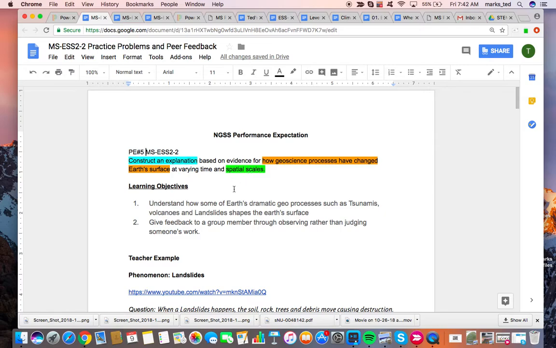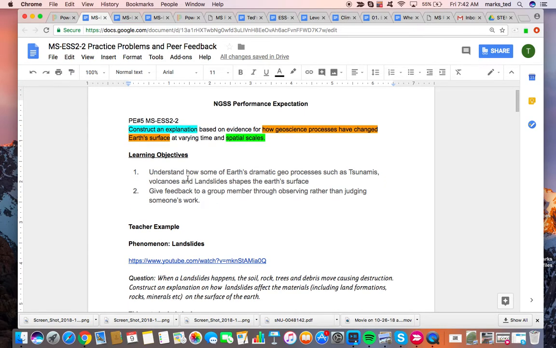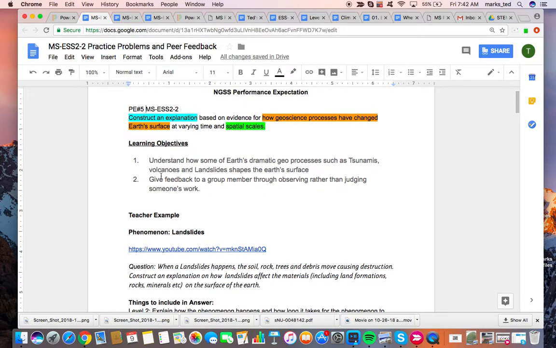So what are the learning objectives? Number one is to understand how some of the Earth's dramatic geoprocesses, such as tsunamis, volcanoes, and landslides, have shaped the Earth's surface. The second learning target is when you're done, you should give feedback to a group member on their explanation. Remember that feedback is not judging someone's work, it's rather just observing what they've added or not added and giving them feedback on that. So this document is set up to do both things.